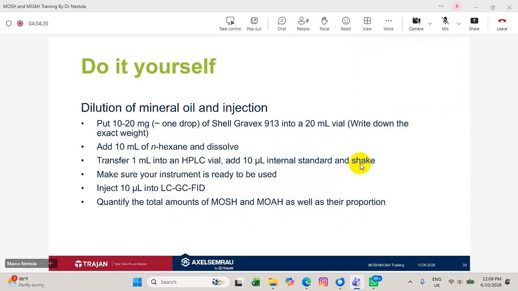So that's now the first practical stuff we are doing, and I need to ask Elton. I've sent you Gravex mineral oil samples. Yes, correct. We need that right now.